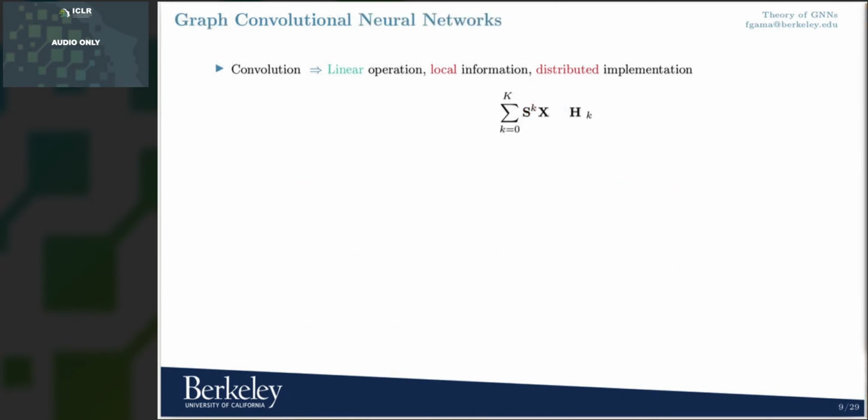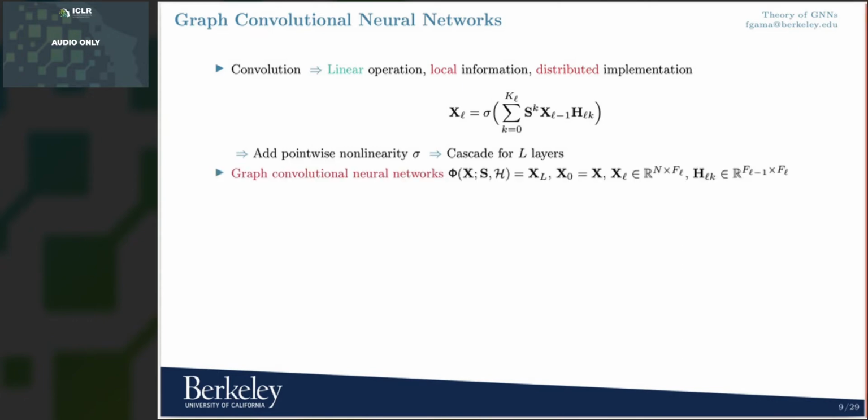So, a graph convolutional neural network, which we refer to simply as GNN, but in a more nuanced discussion of architectures should actually be referred to as GCNN, builds upon the convolution operation as discussed in the previous slide, adds a pointwise nonlinearity to the processing pipeline, and repeats in cascade for L layers. We define the GCNN as a function phi that acts upon the input node features X and is parameterized by the support matrix S and the filter taps contained in the set H.